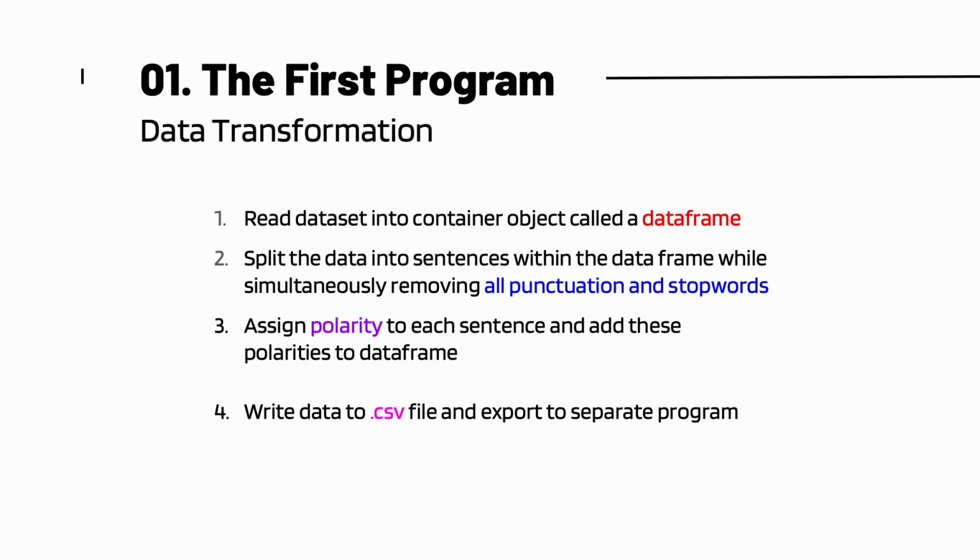Next, we split the data into sentences within the data frame while simultaneously removing all punctuation and stop words. For the third step, we assigned polarity to each sentence and added these polarities to the data frame. The polarities assigned were integer values that act as scores for each sentence.